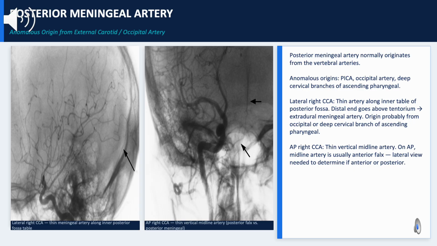Anterior falx arteries run along the anterior inner table, while posterior meningeal arteries run along the posterior inner table. Clinical relevance: posterior meningeal artery hypertrophy is seen with posterior fossa dural AVFs, meningiomas of the posterior fossa, and as an additional route for occipital territory anastomosis. Always evaluate both projections before concluding whether a meningeal artery is anterior or posterior.